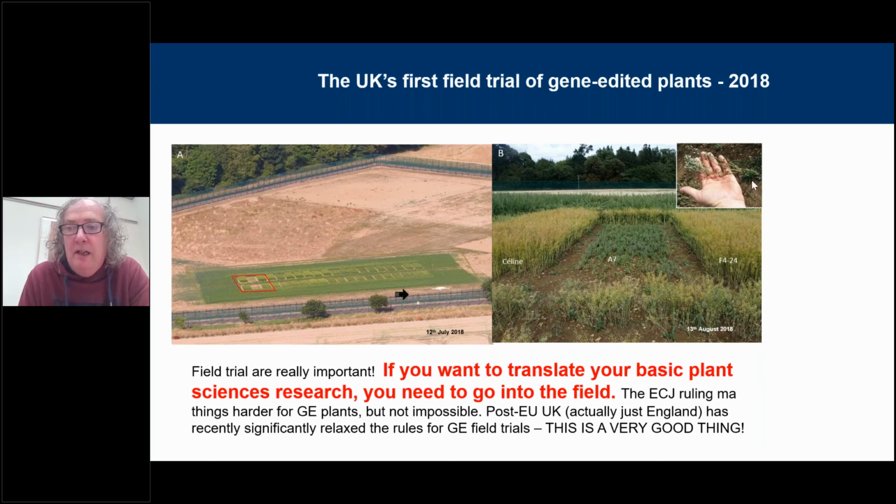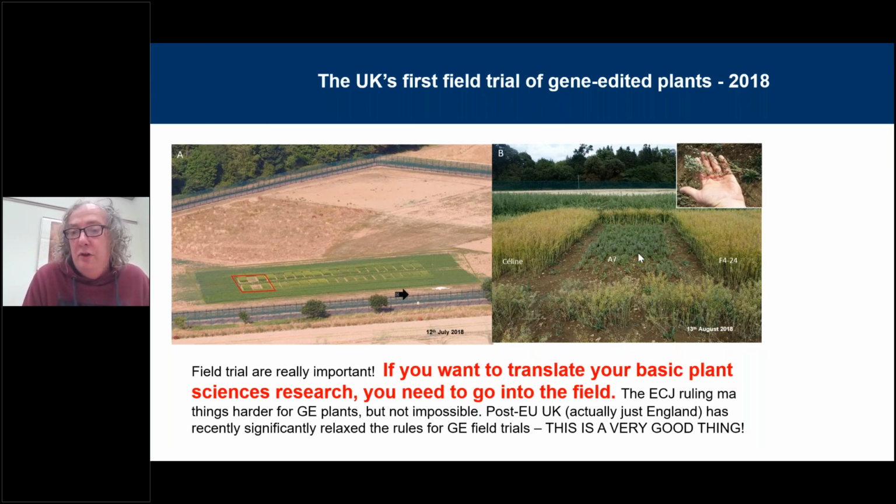Now, why am I telling you this? What's really interesting is that when these plants were growing in the greenhouse, they looked just like the wild type. They looked just like the parental lines. So it was only when they went into the field that they looked like they performed really badly.